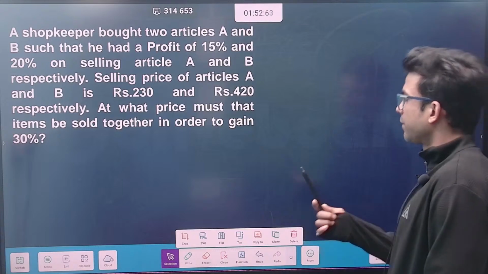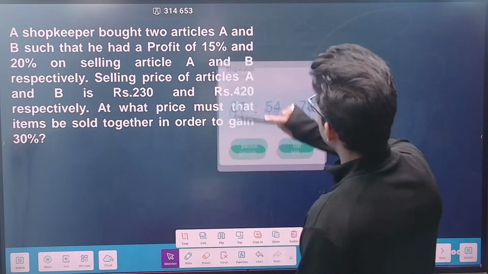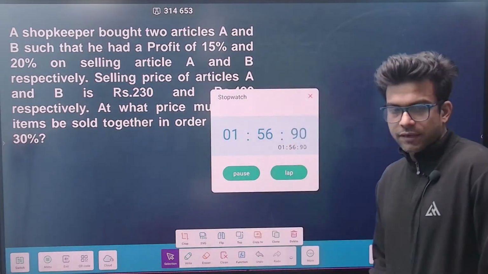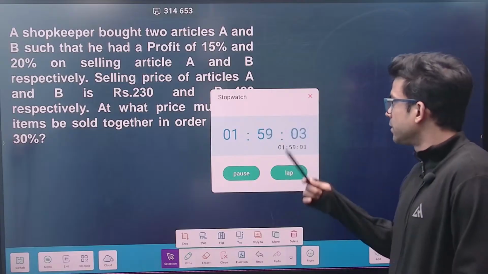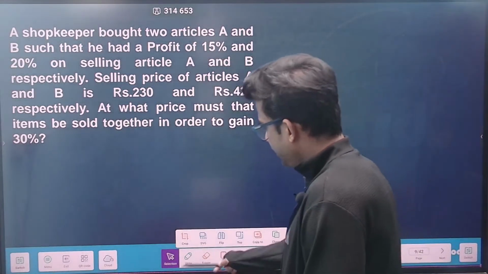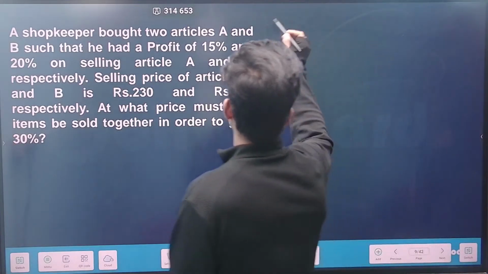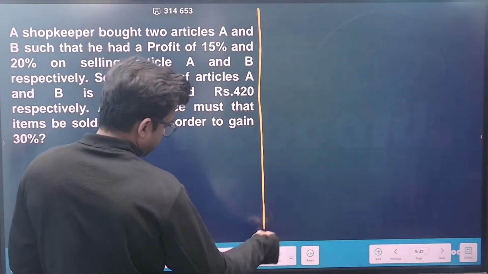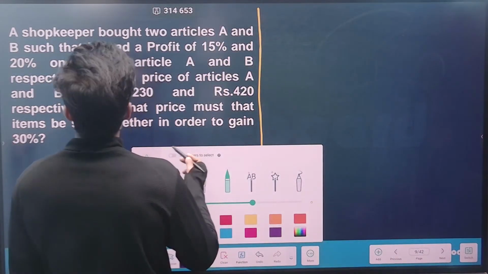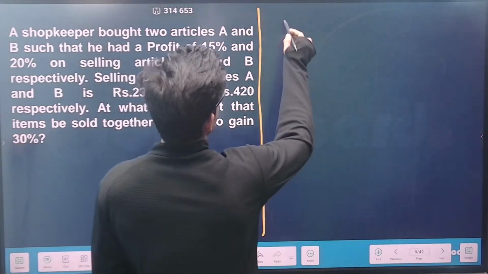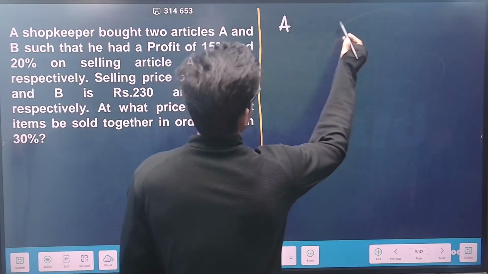Okay, so I've given you like 2 minutes, so I'll not give you extra time. None of the answers have come. I've given you the 2 minutes of time, so we'll wait. So let's now see. A shopkeeper bought 2 articles. I'll straight out a line here. One is article A, and the other is article B.